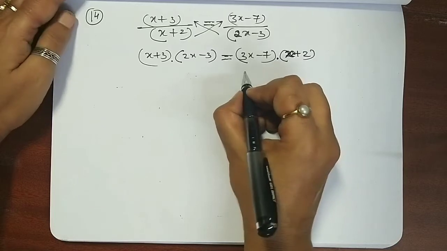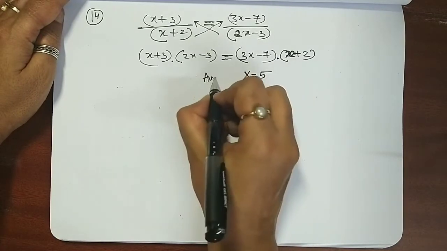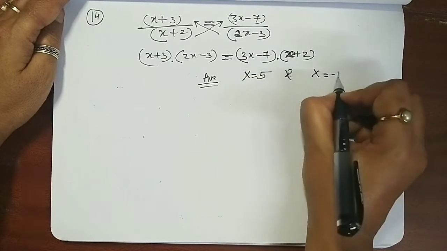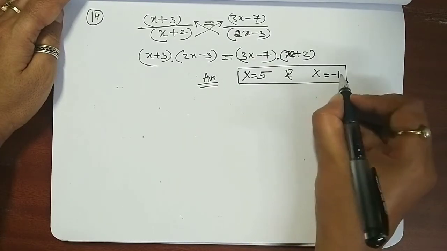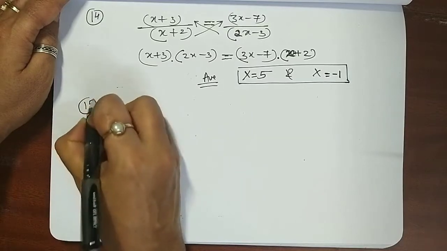Please try to solve it on your own as a test, and the answer is x is 5 and x is minus 1. These are the two roots. If you are not able to solve it, please write to me in the comment box. I will solve it for you in the next video.